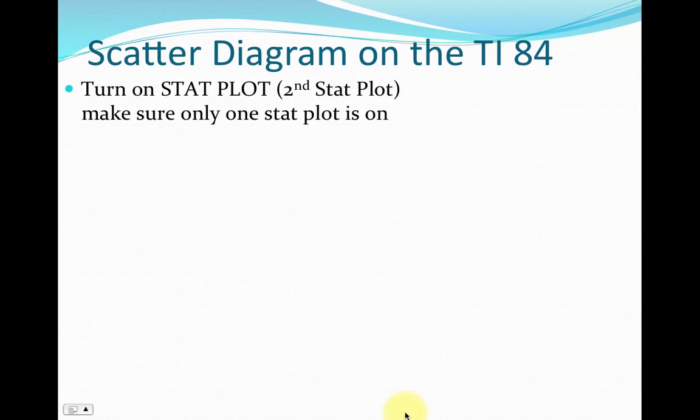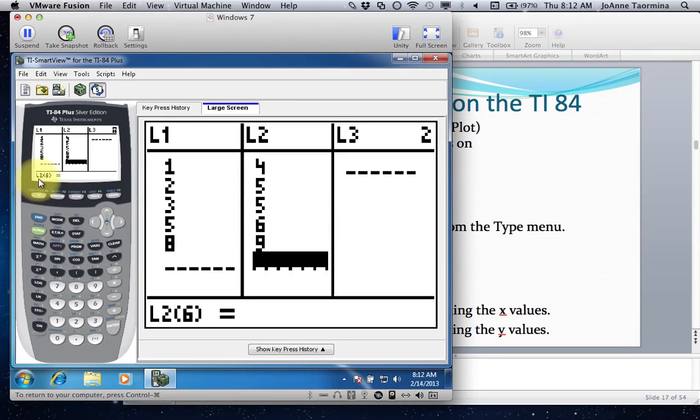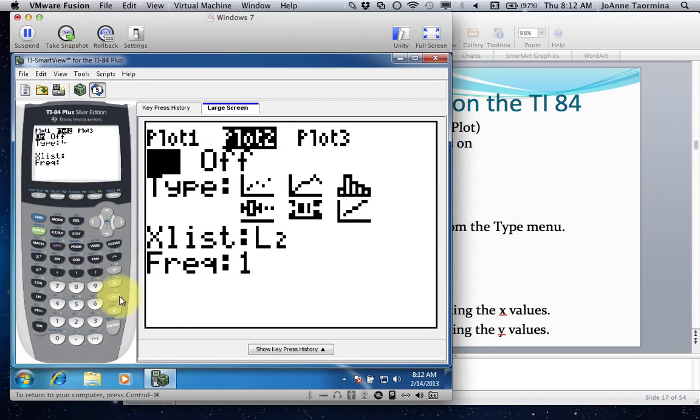Okay, we're going to go into the stat plot settings, and we're going to make sure only one stat plot is on. So last class we did turn two of them on. Let's put only one on. So we're going to go second stat plot. Okay, we have the two box and whiskers on from last time. So let's scroll down to number 2 and turn it off. 2, enter. Slide over to off and press enter, and then go back, second stat plot.